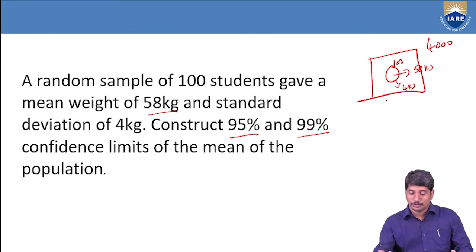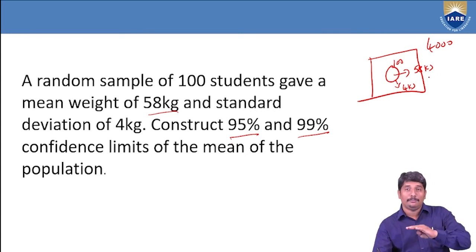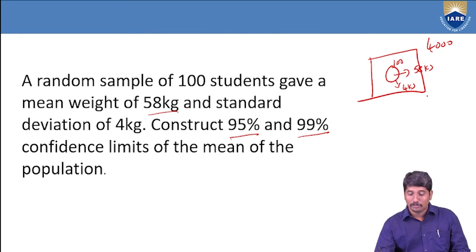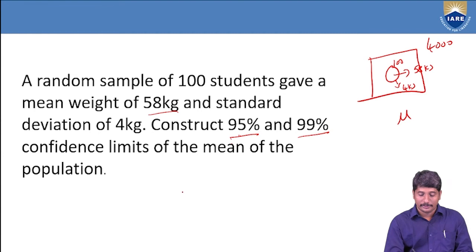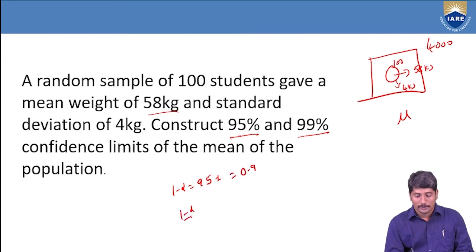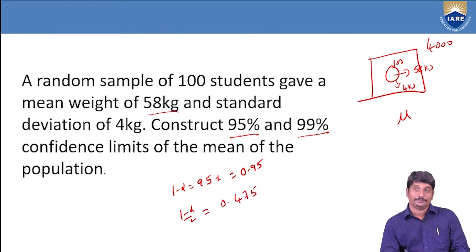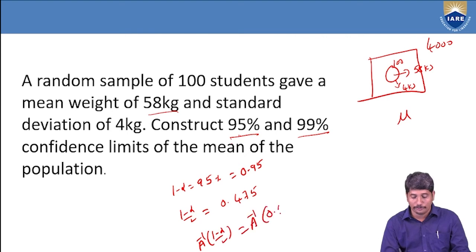That means most of the students in this sample have a body weight of 58 kgs with a margin of 4 kgs. Now we want to find the interval of mu around this x bar at 95% and 99% confidence. So I'll explain the 95%. So we have 1 minus alpha equal to 95%, that is 0.95. So 1 minus alpha by 2 is equal to 0.475.